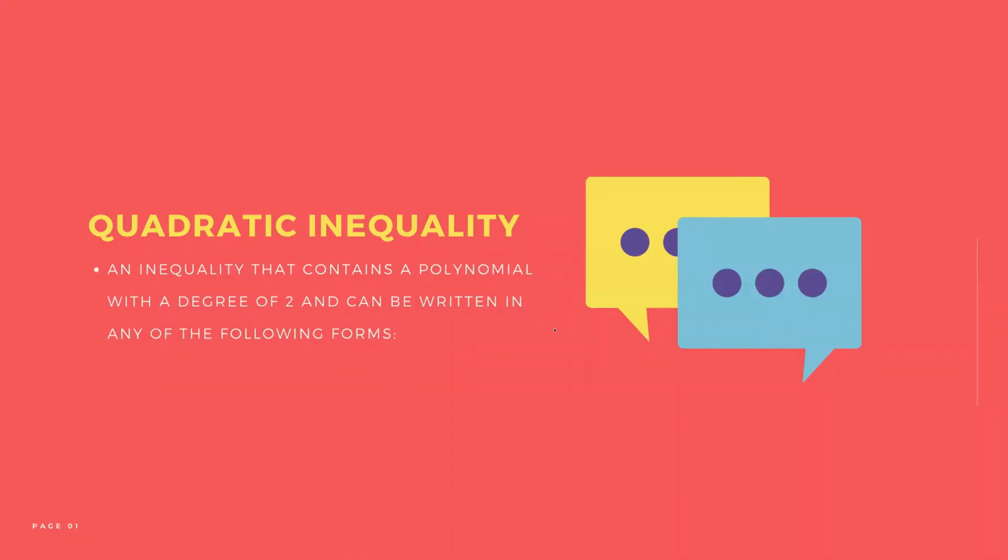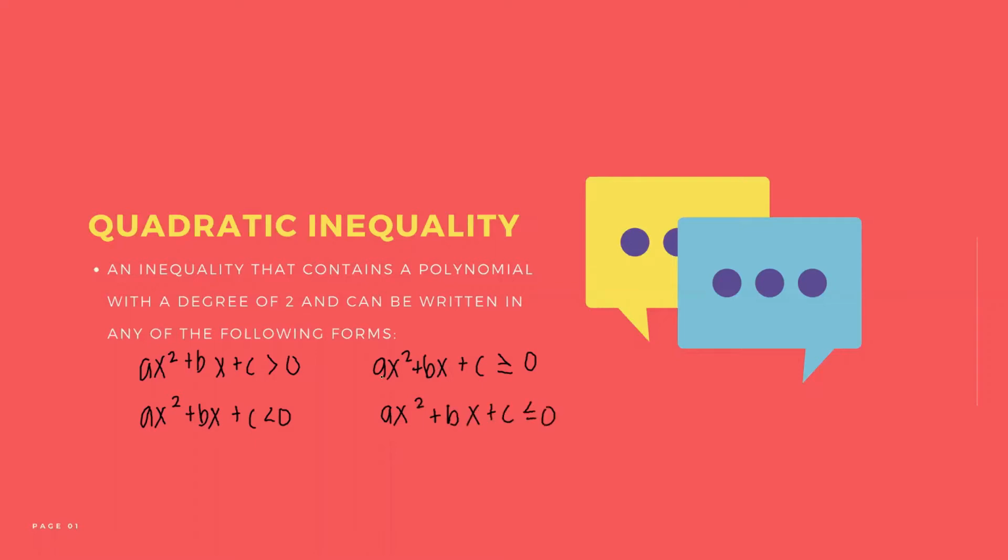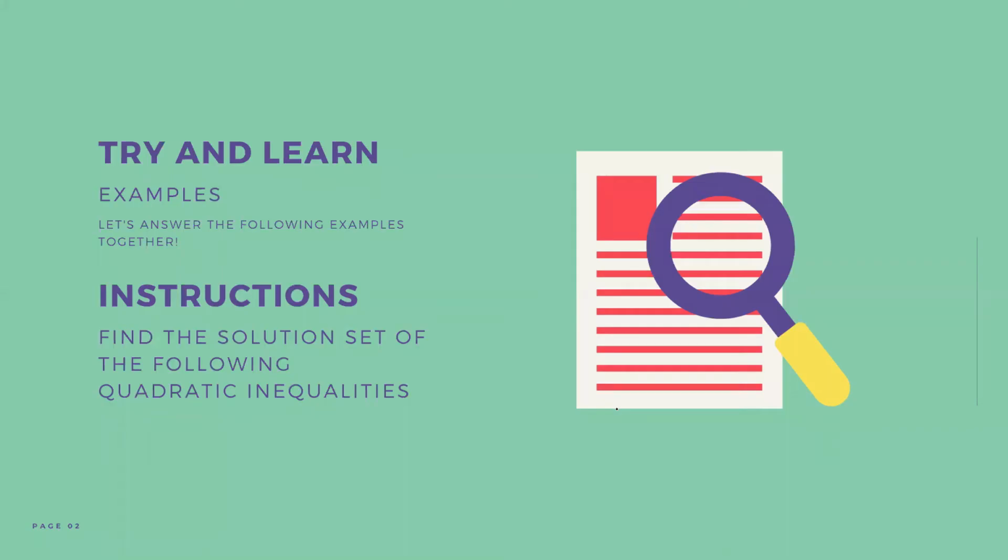A quadratic inequality is an inequality that contains a polynomial with a degree of 2 and can be written in any of the following forms: ax squared plus bx plus c is greater than 0; ax squared plus bx plus c is less than 0; ax squared plus bx plus c is greater than or equal to 0; and ax squared plus bx plus c is less than or equal to 0. Notice the inequality symbol.